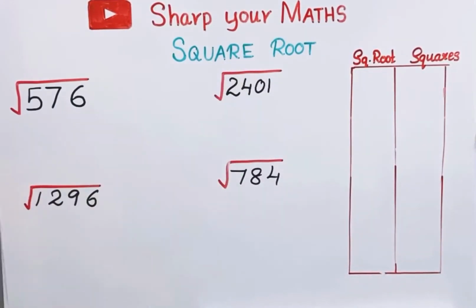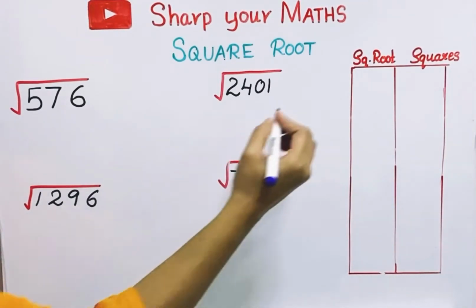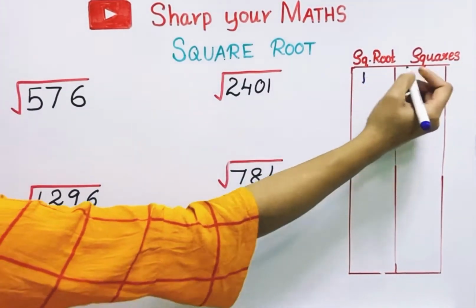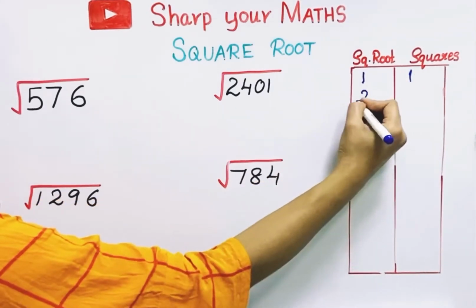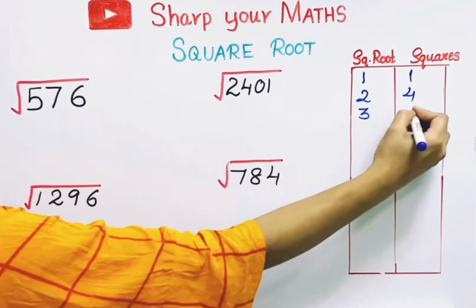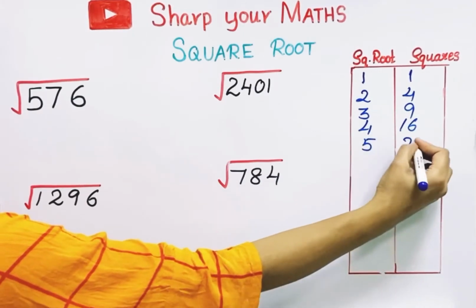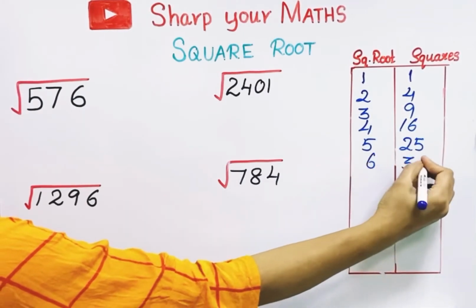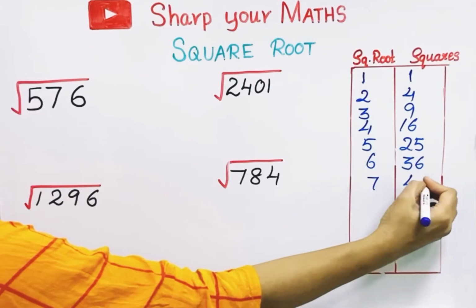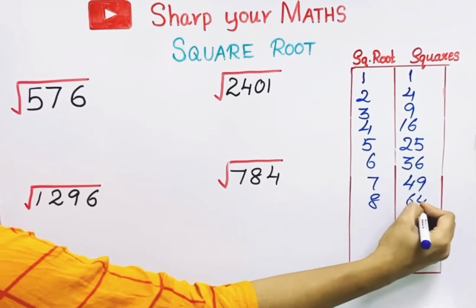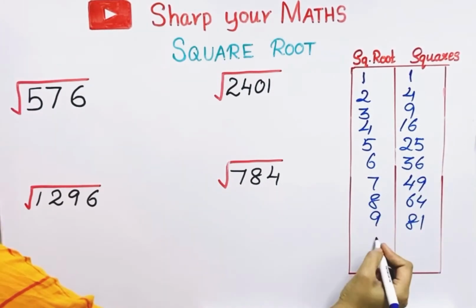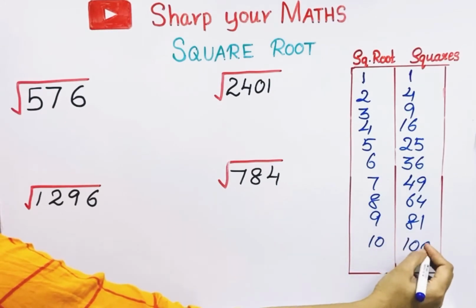Square root. To find the square root of these numbers, we should know the squares. So first list out the squares. 1 square is 1. 2 square 4. 3 square 9. 4 square 16. 5 square 25. 6 square 36. 7 square 49. 8 square 64. 9 square 81. 10 square 100.